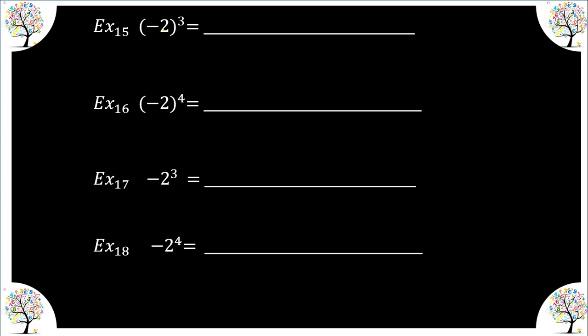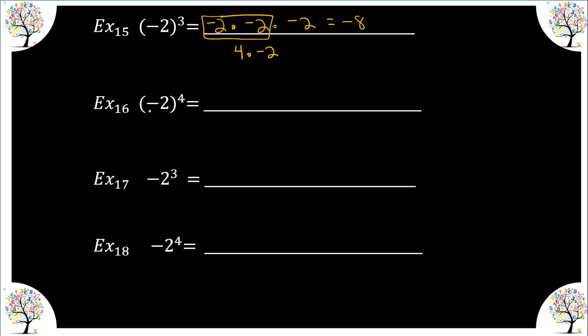So let's do some examples together. We're going to be very careful noticing what the base is. The base looks the same in all these problems, but it is not. This is a base of -2 raised to the third. The negative is part of the base, so it gets expanded: -2 times -2 times -2. So we're going to multiply the first two numbers to get +4 times the third -2, and we get -8.